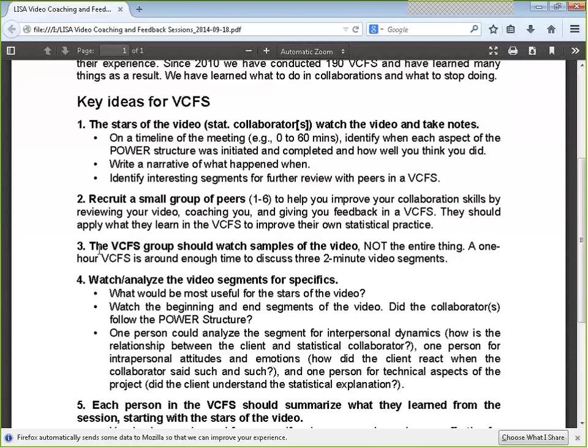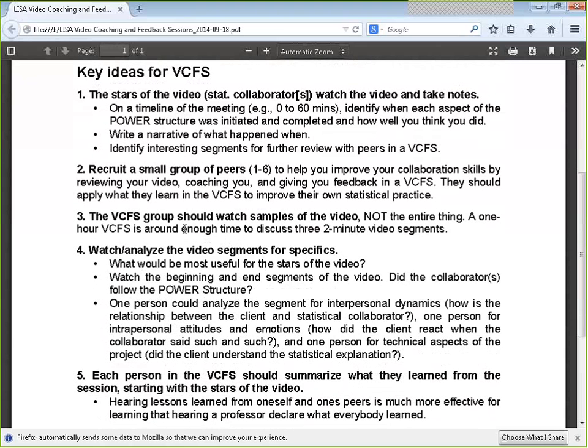So the third step is that the video coaching and feedback session group should watch samples of the video, not the whole 60 minutes, because that's just going to be too boring. So we use a statistical technique called sampling, where we're able to extract a lot of information from just a sample. And we found that in a 1 hour session, we can comfortably discuss about 3 separate 2-minute video clips.